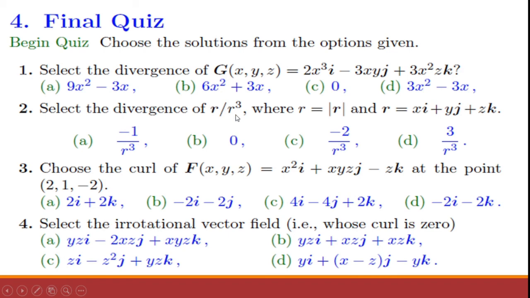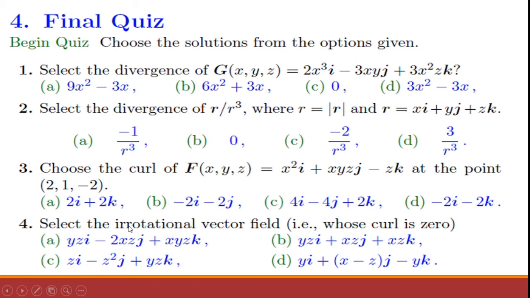Next, select the divergence of r by r cube, where r is equal to mod r and r is equal to xi plus yj plus zk. Again we have to find out the divergence of this value and choose the correct option given over here. Third question, we have to find out the curl of F, where F is x square i plus xyz j minus z k, and after finding the curl of F using the determinant del cross F, we have to substitute the values 2, 1 and minus 2 in place of x, y and z. So after finding the curl F, we substitute these values in place of x, y, z. You will get the answer. So you have to choose the correct option from these 4 options.